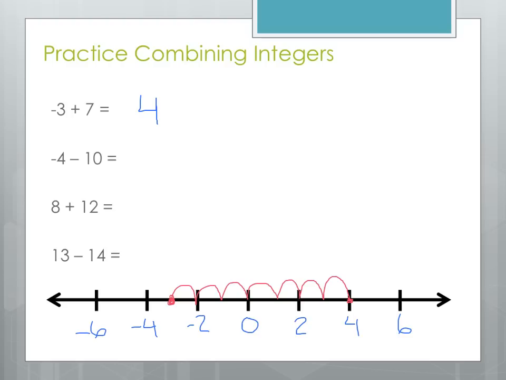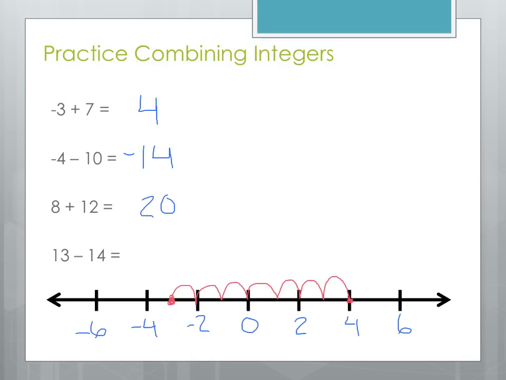All right, now for our second example. We have negative 4 minus 10. Here the signs are the same, so we're going to add these two numbers together. 4 plus 10 is going to be 14. And then we keep their sign, so it's going to be a negative 14. Example number 3, we have 8 plus 12. These are both positive, so we add them together to get 20. And we keep their sign, it stays a positive.